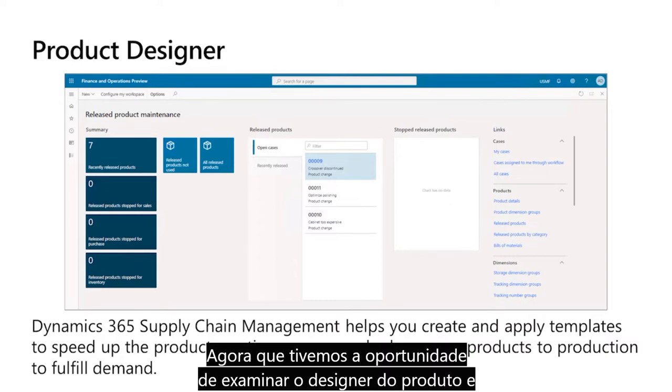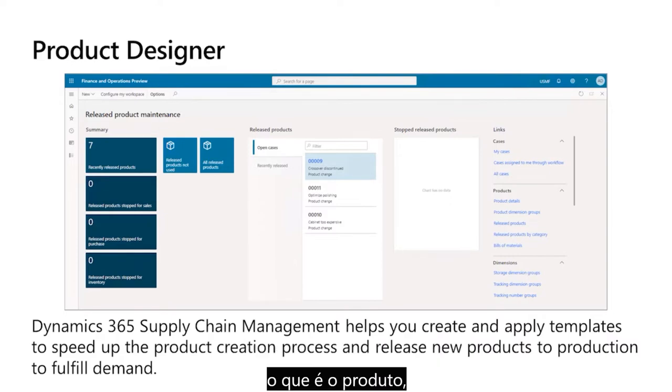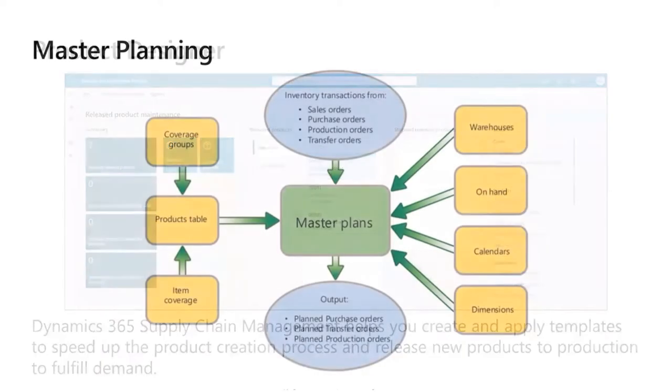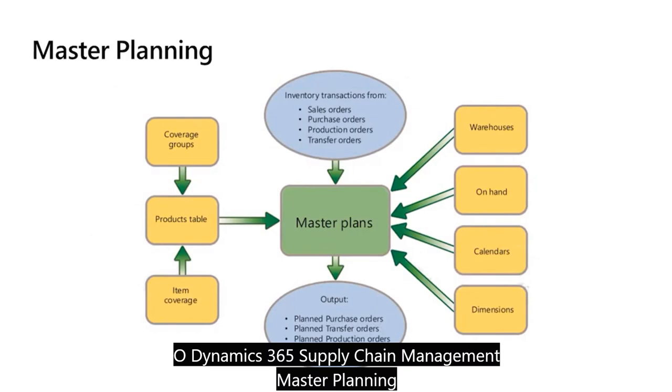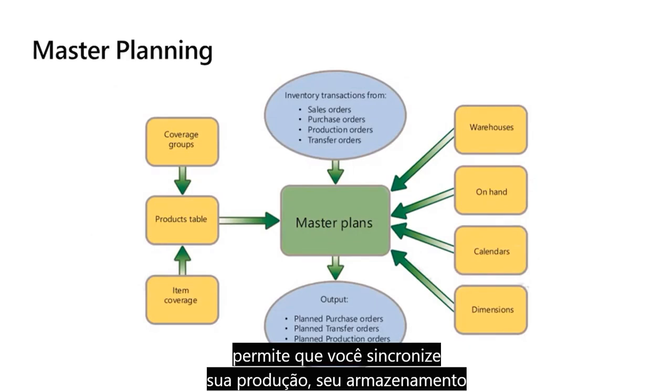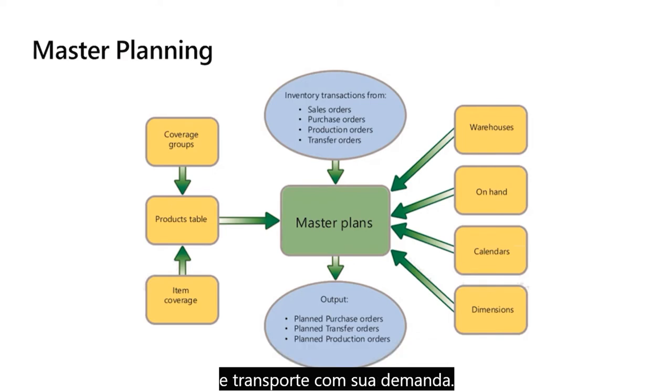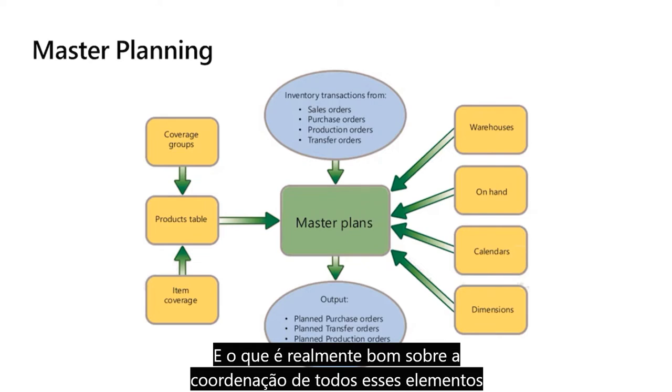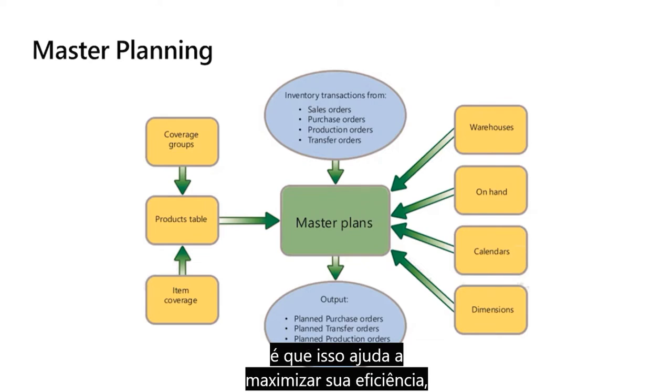So now that we've had a chance to look at the product designer and what the product is, let's actually look at master planning within Dynamics 365. Dynamics 365 Supply Chain Management master planning allows you to synchronize your production, your storage, and transport with your demand. What's really good about the coordination of all of these elements is it helps you maximize your efficiency, it reduces costs, and ultimately it supports your profitability.